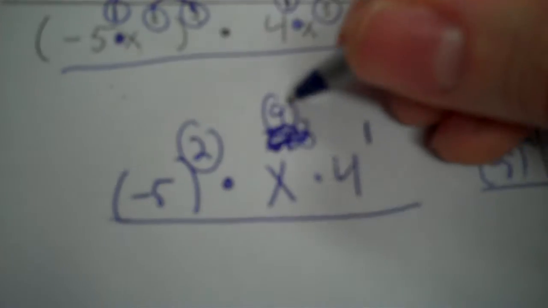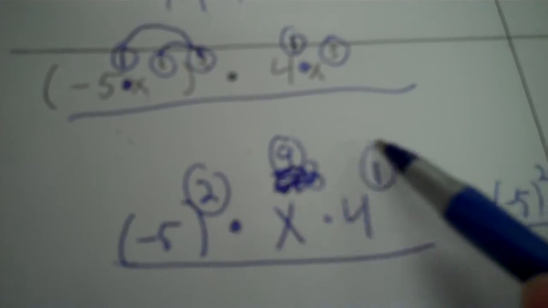Now, here are my exponents. That exponent's positive, so that power stays on top. This exponent's positive, then it stays on top. This exponent's positive, it stays on top. So they all stayed on top because all the exponents are positive. I don't care if the base is negative, it's the exponent.